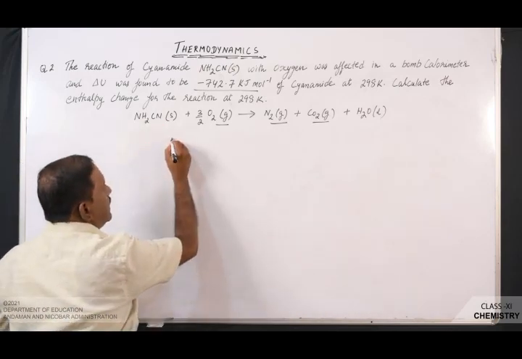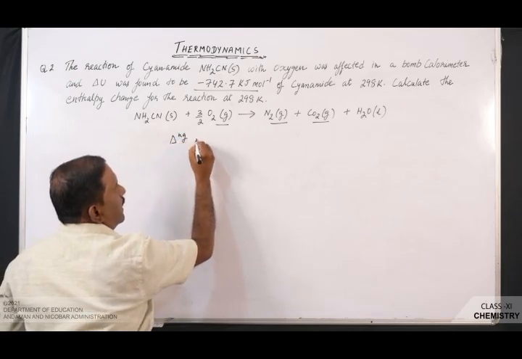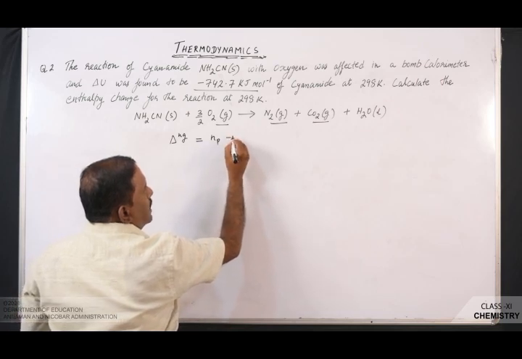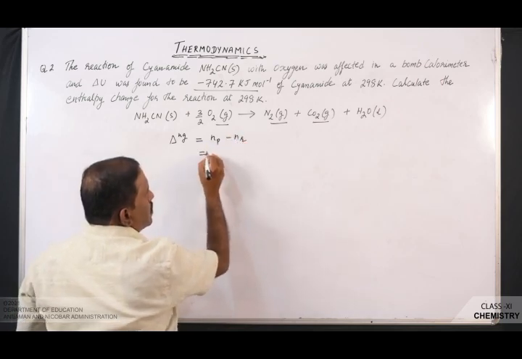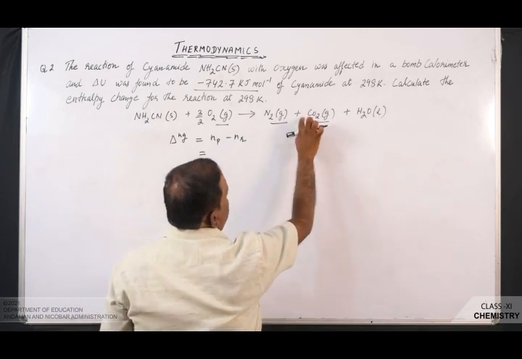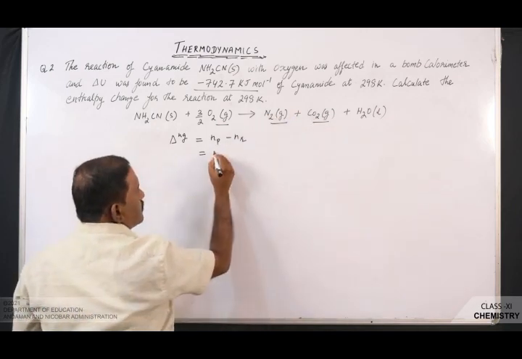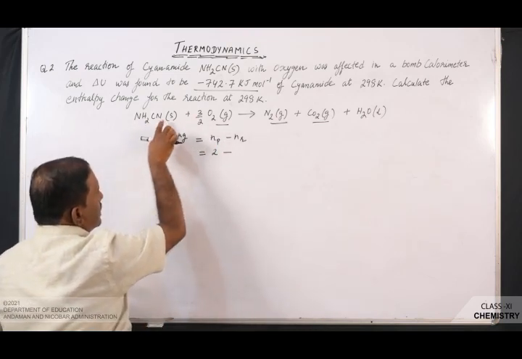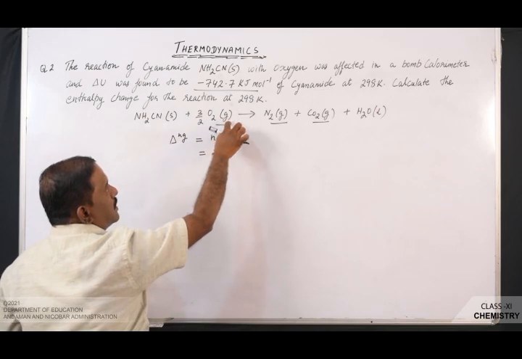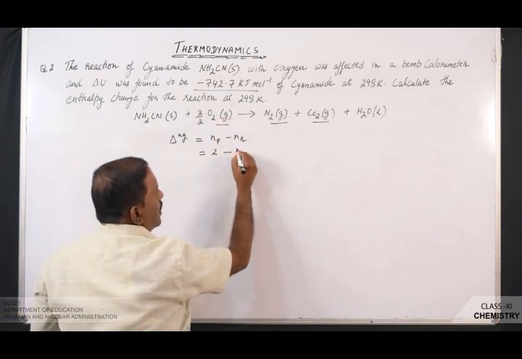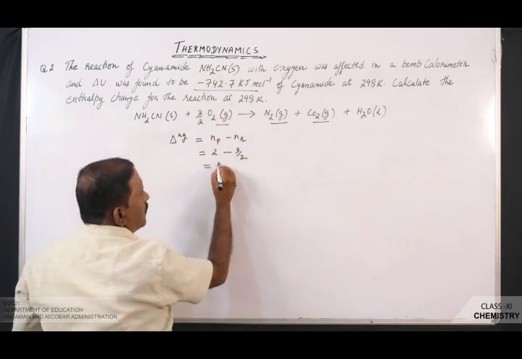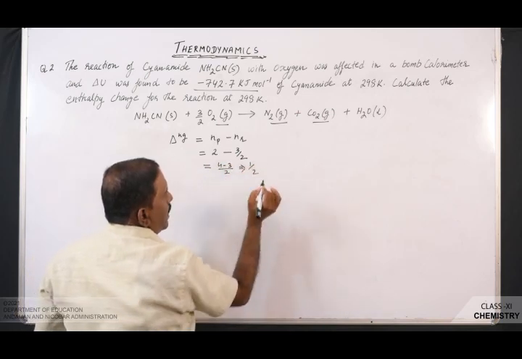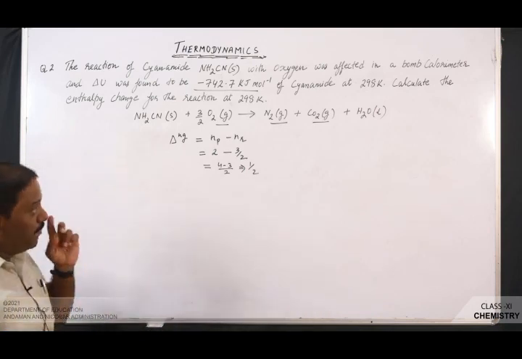So first we will see delta Ng. Delta Ng is Np, the number of moles of the product, minus the number of moles of the reactant. So the number of moles of product is 1 mole plus 1 mole, that is 2 moles, minus the solid, which we will not consider, and we will consider the 3 by 2 as it is in gaseous form. So 2 minus 3 by 2 is equal to 1 by 2. So we got 1 by 2.